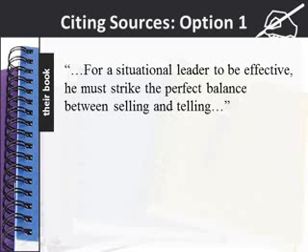First of all, back to the Hershey and Blanchard book, I have made up here, again just for illustration purposes, an exact quote. So directly from their book, they have this line. It says, for a situational leader to be effective, he must strike the perfect balance between selling and telling. And let's say that, as the writer of my paper, I really, really like that line exactly as it's written. I don't feel like I can paraphrase that or word it any other way because it might lose some of its meaning or power. So I love the exact wording of the line.